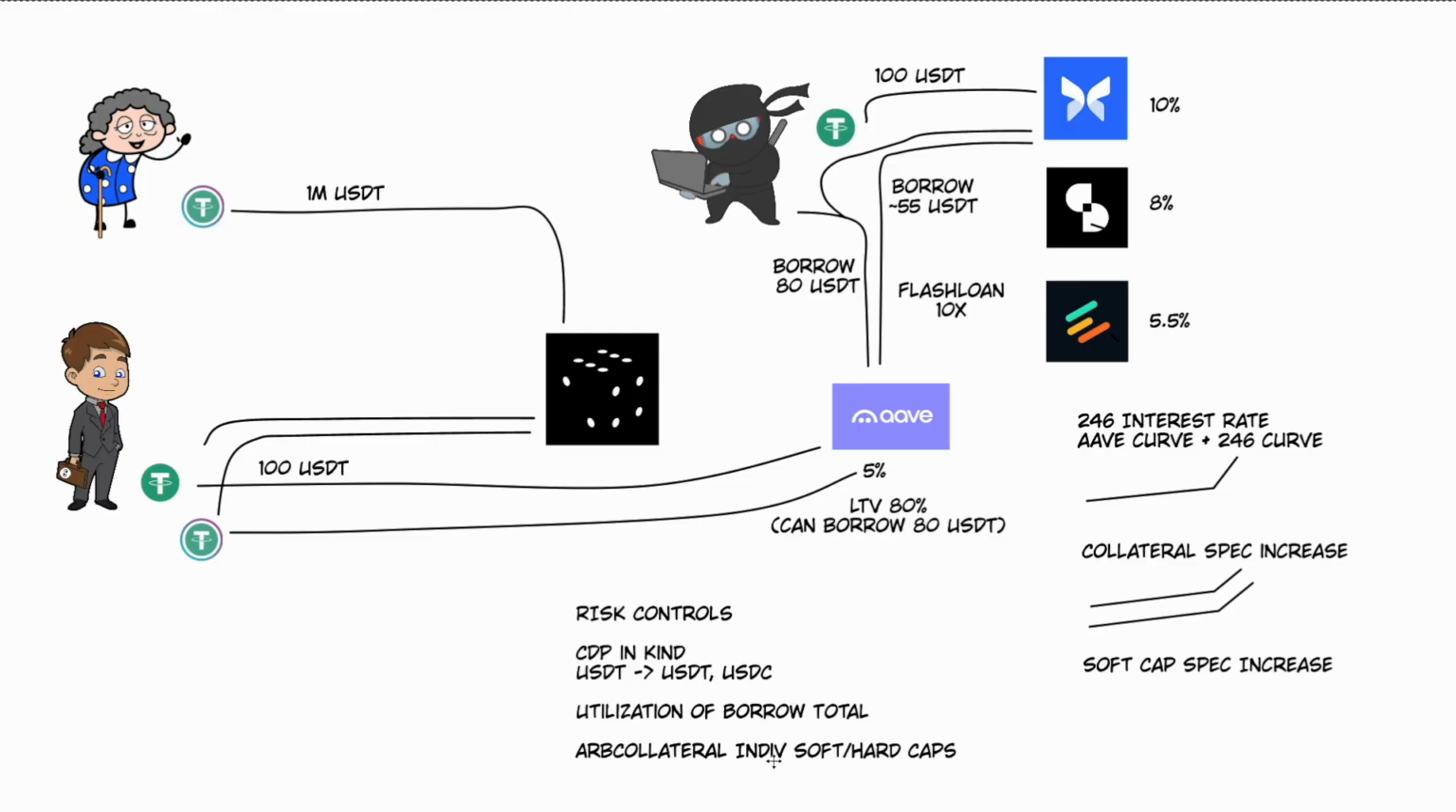The ARB collateral, individual soft and hard caps. So these different collaterals, some have their own hard caps, and then some have soft caps. So if it's a higher risk thing, it's probably going to have a hard cap. And then if it's a lower risk, it's going to have a soft cap. So the soft cap is, again, it just increases the interest rate if that soft cap is crossed, but it can be crossed.